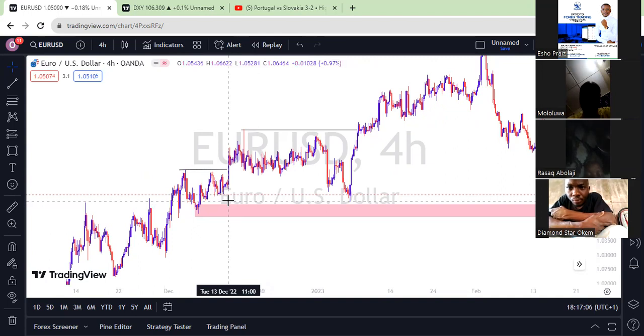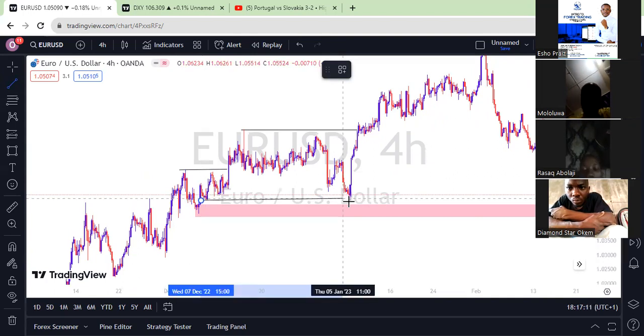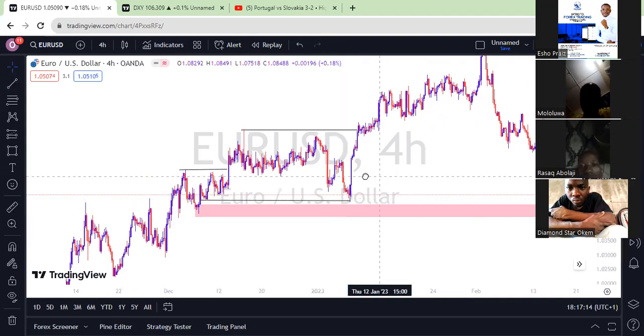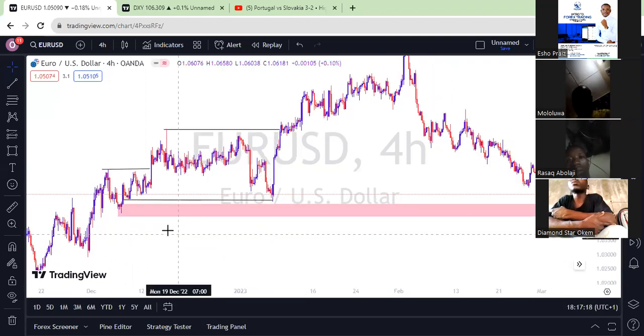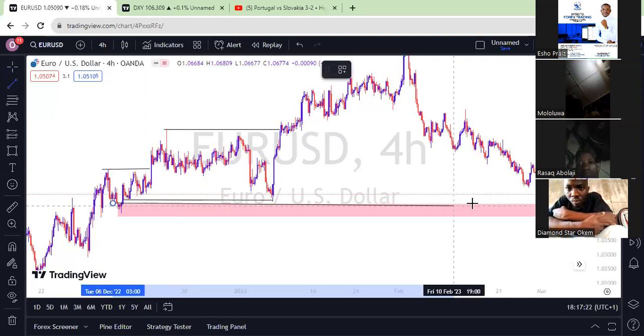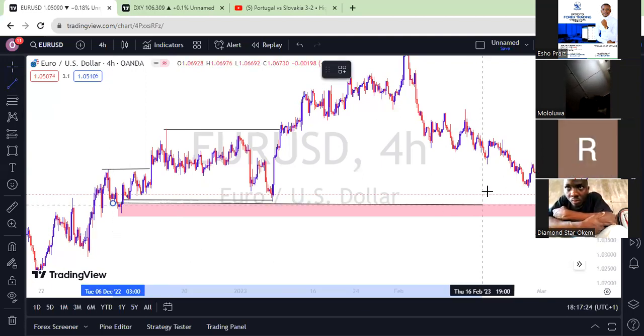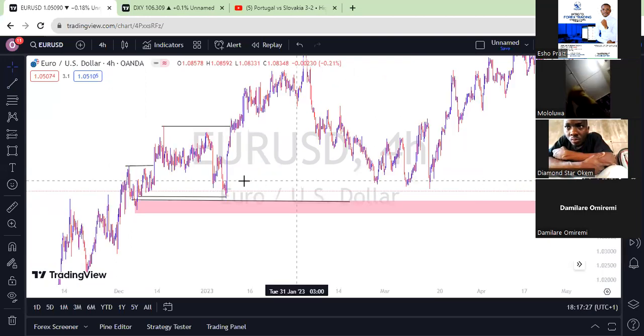So we can easily tag this liquidity, this one right here and this one, as equal lows. You understand, guys? Can easily tag them equal lows, or you can do something like this. So then let me drag it out.